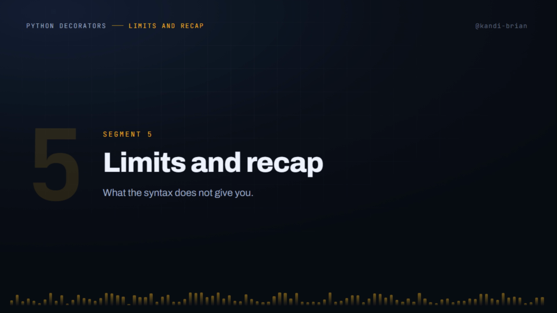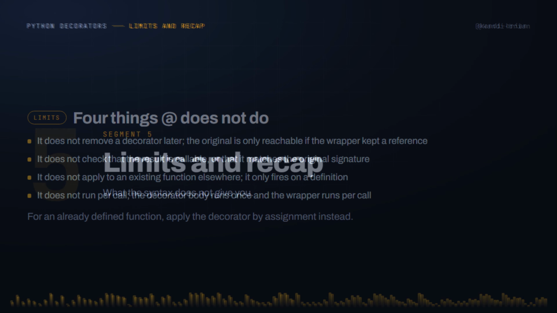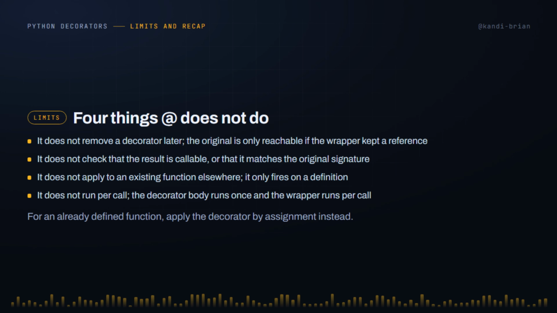And finally, the things the syntax deliberately does not do. Four limits. There is no unapply. Once the name is rebound, the original is reachable only if the wrapper kept a reference to it, which is what the __wrapped__ attribute is for. There is no checking. Python does not verify that the result is callable or that it accepts the same arguments. The syntax only fires on a definition. So to decorate a function you did not define, you assign the result yourself, exactly as the desugared form does. And decoration is a one-time event, not something that happens on every call.